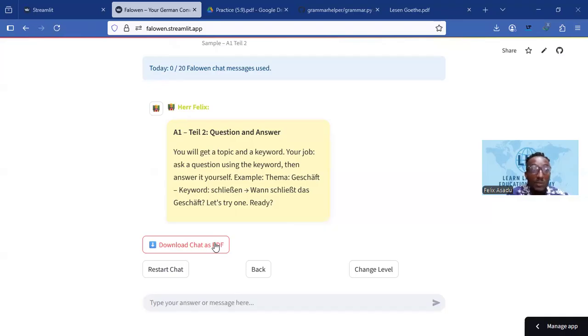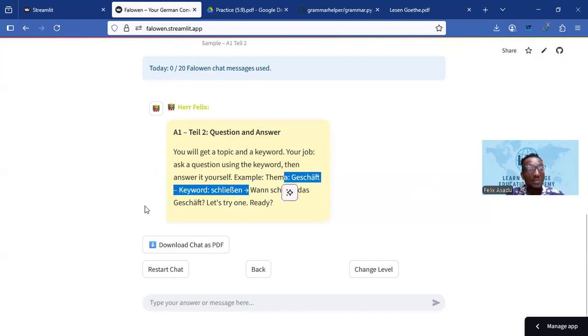So you have to help yourself, right? Maybe they give you a card like Geschäft and the keyword is Schließen. After you type and you ask the question, speak it out. Can I really say "Wann schließt das Geschäft?" Can I say it? Or sometimes you say it out, then you type it. How you are going to use it all depends on you.